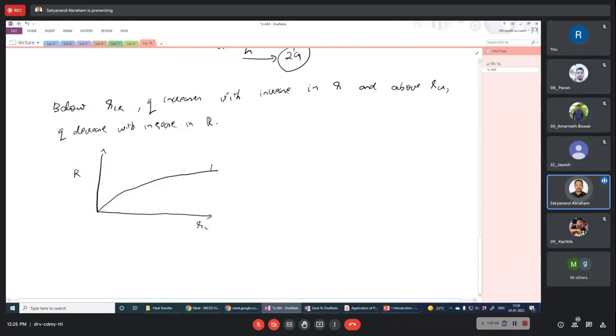So this is the R conduction. As the radius increases, obviously the conduction resistance is going to increase. And what happens to the convection resistance? The convection resistance is lowest when the radius is very small, it has a very low value. Convection is equal to 1 by 2 pi R2 L into H.